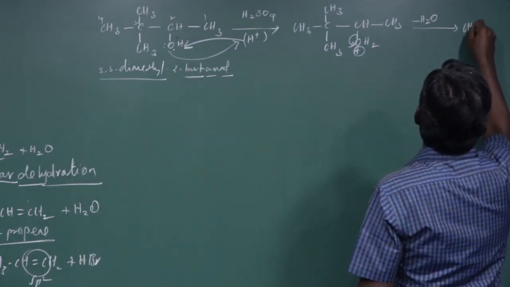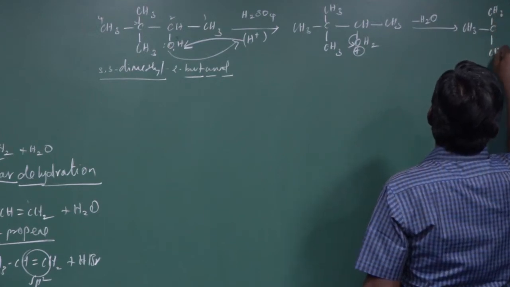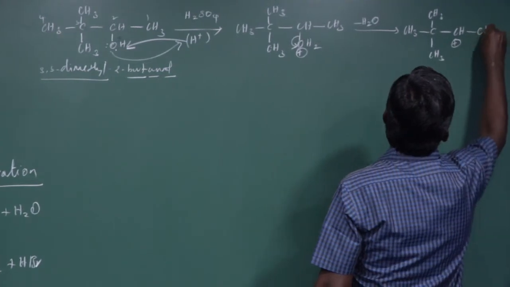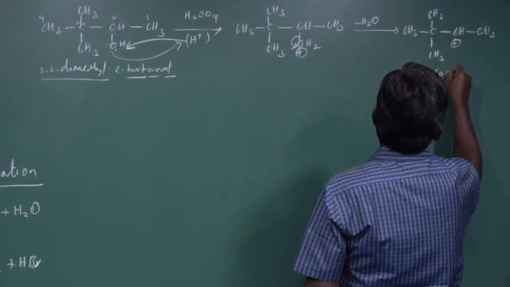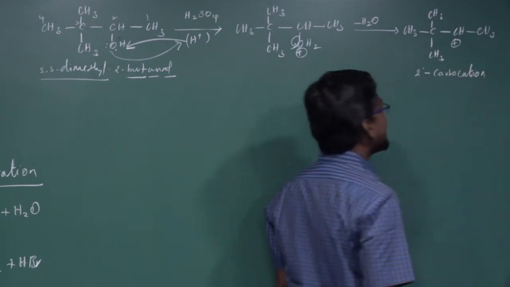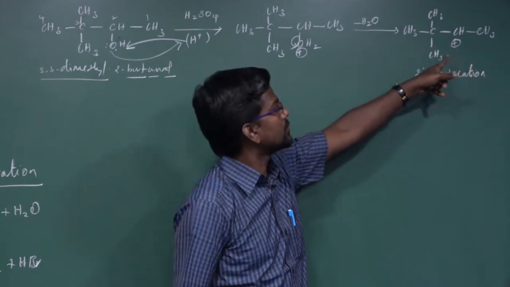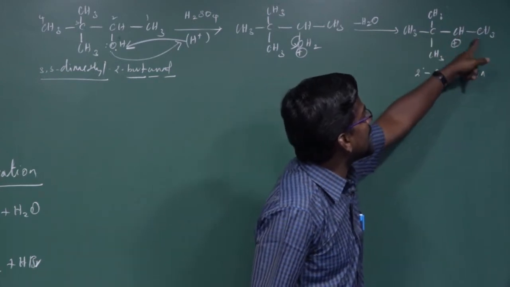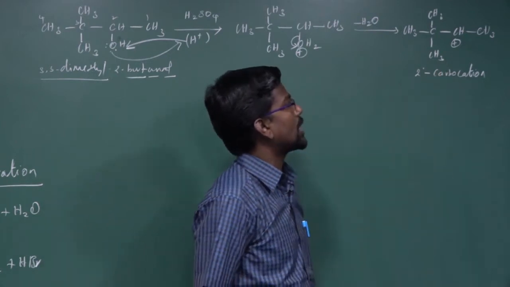This gives CH3, C, CH+, CH3. It is a secondary carbocation. What is the meaning of secondary carbocation? The CH+ is the functional group carbon. The functional group carbon is linked with how many other carbons? 2 carbons. That's why the carbocation is a secondary carbocation.